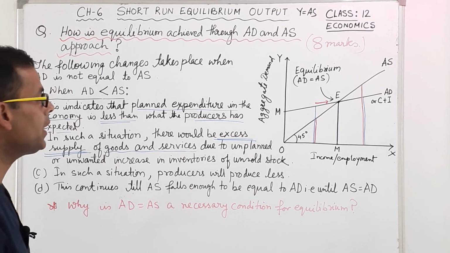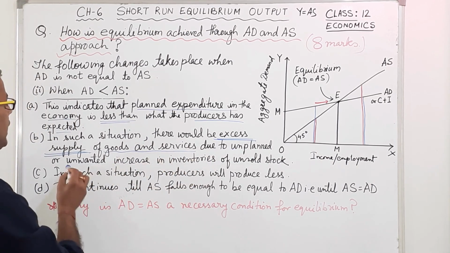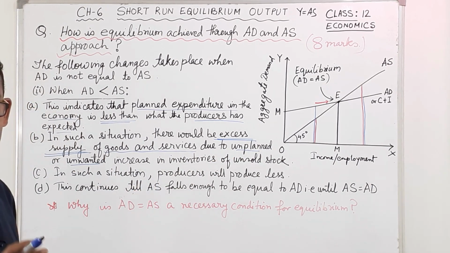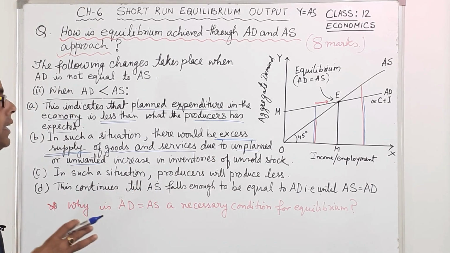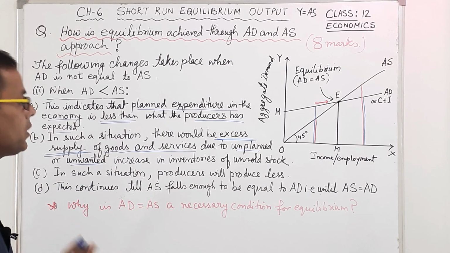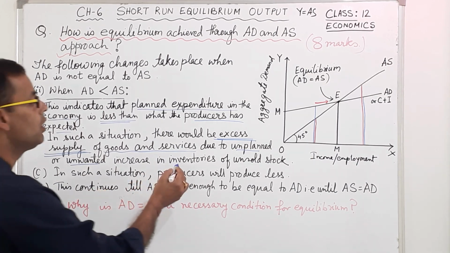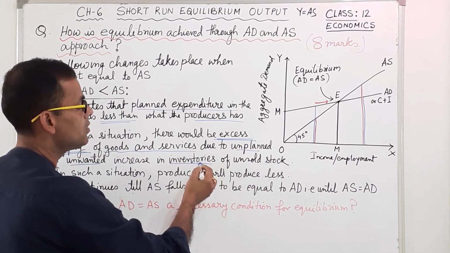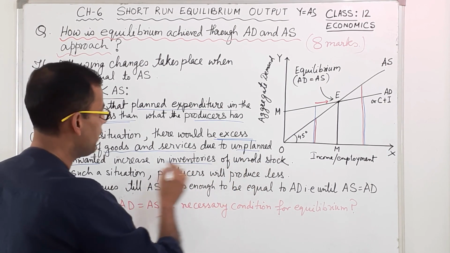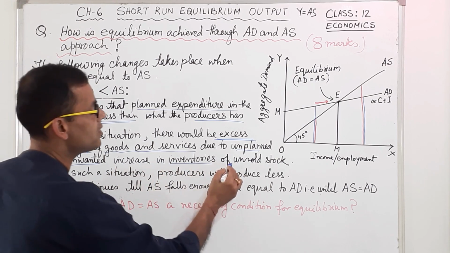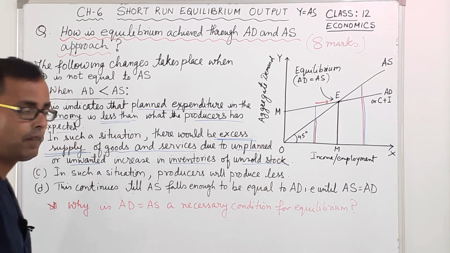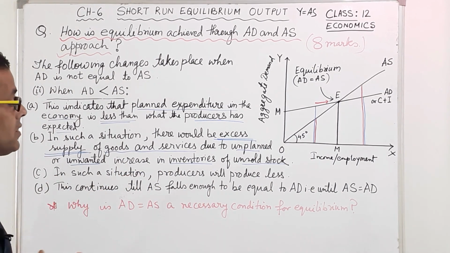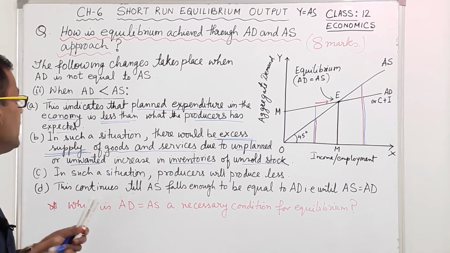Why is there extra supply? Because of an unplanned and unwanted increase in inventories. You have not planned how much goods will be produced, but you have produced. Inventories means the stock of unsold goods, so there is an increase in inventories of unsold stock. Clear?